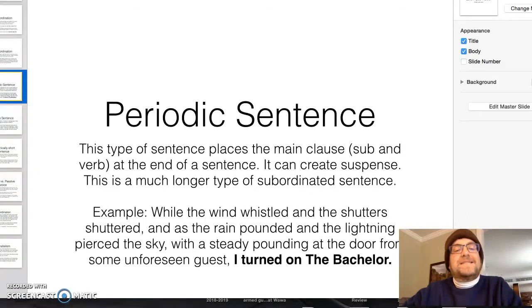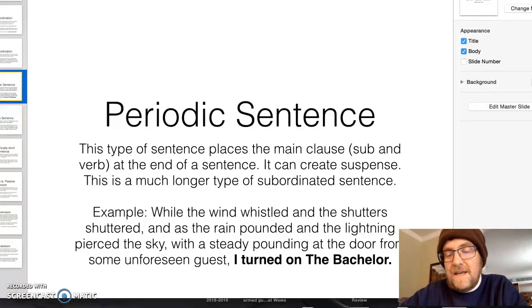The periodic sentence, okay, the second part. This type is a much longer type of subordinated sentence. The main clause is held in suspense until the end, subject and verb. For instance, while the wind whistled and the shutters shuddered, as the rain pounded and the lightning pierced the sky, with a steady pounding at the door from some unforeseen guest, I turned on the bachelor. Subject I, turned is the verb. And it's surprising because we don't expect I turned on the bachelor.